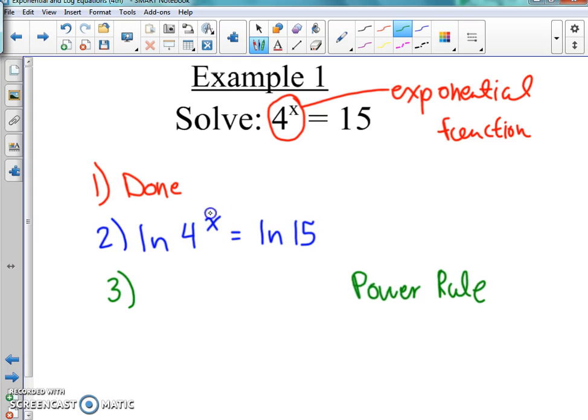Power rule. So that means we're going to take the exponent and we're going to move it to the very, very front. So we have x natural log 4 equals natural log 15. So we move the x in front, x natural log 4, and then natural log 15.